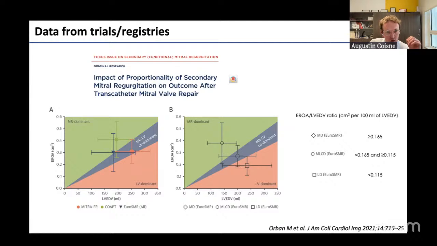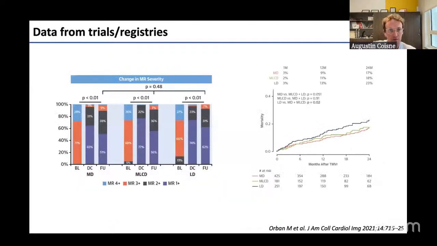And we had data also, not from RCT, but from real-world and real-life registries from EuroSMR, and they did exactly the same. They compared patients with mitral dominant disease, patients with left ventricular dominant disease, and patients in between. And they found that they were able to achieve similar results, meaning that the rates of 1+, 2+ residual MR were similar at discharge and at last follow-up between patients in the mitral dominant group and patients in the left dominant group. But if we look at the mortality at 2 years, patients with the left dominant disease in blue had a higher mortality compared to patients with a mitral dominant disease in red.